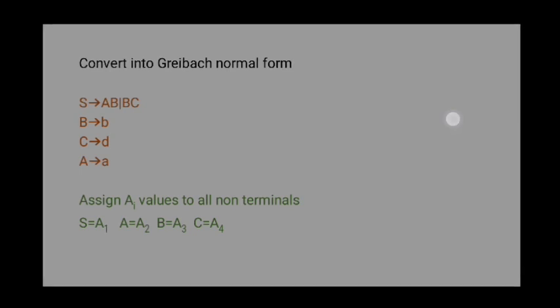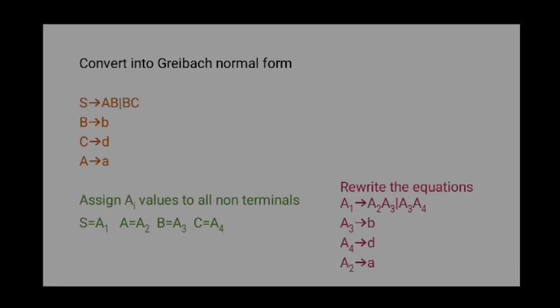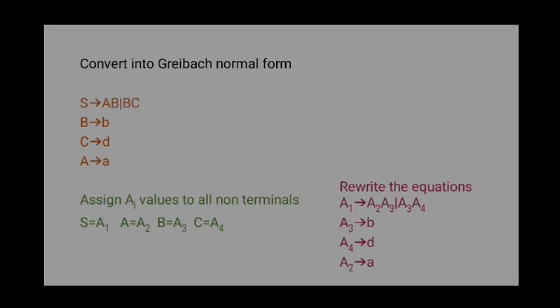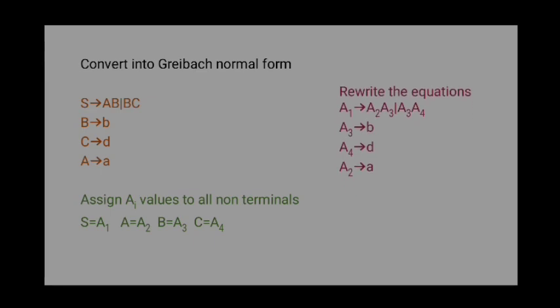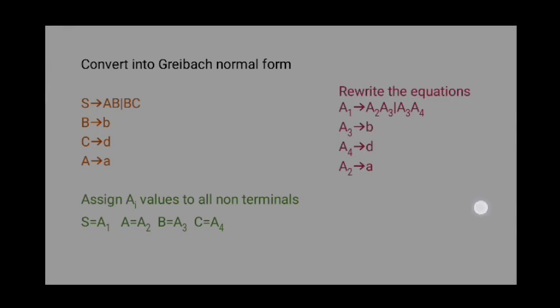Now rewrite the productions. When we rewrite, A1 tends to A2 A3, and A1 tends to A3 A4. A3 tends to B, A4 tends to D, and A2 tends to A. When we rename it, now we check the productions. The first two productions are A1 tends to A2 A3 and A1 tends to A3 A4.